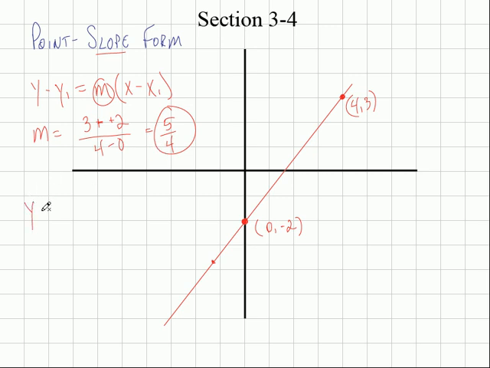So what I can do is this. I can just say y minus y1. I could pick either one of these points. Which point do you want to pick? Let's pick this one. Okay? So y minus what? The y1. Which one's the y1 here?